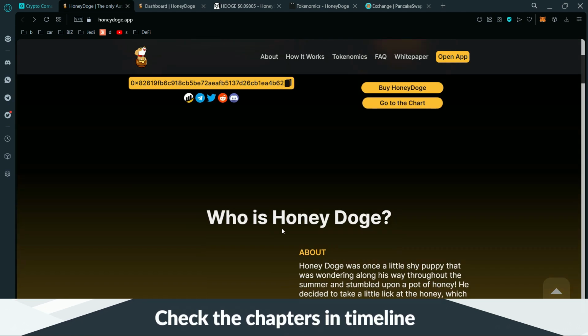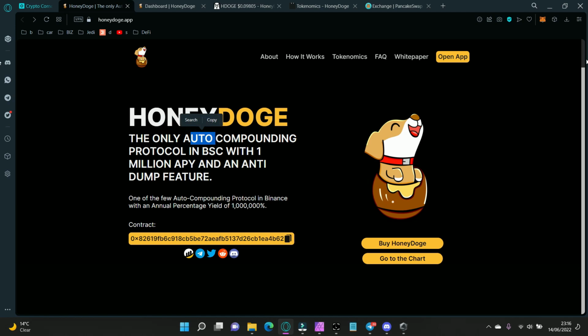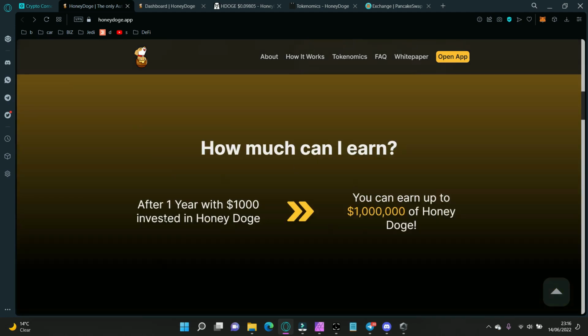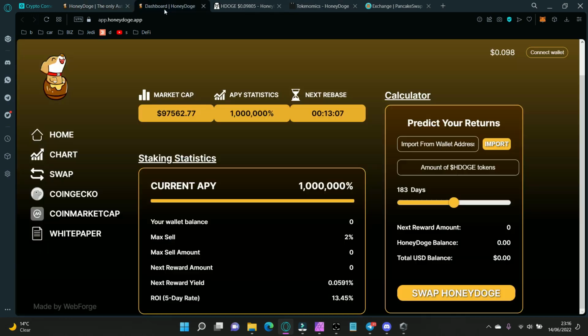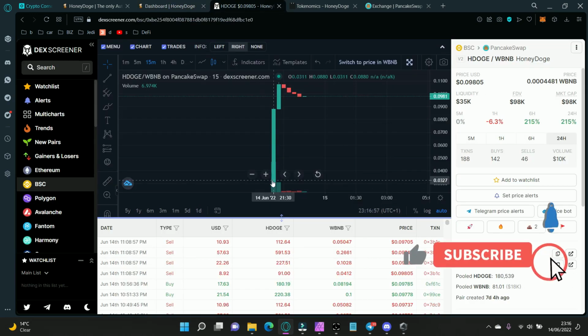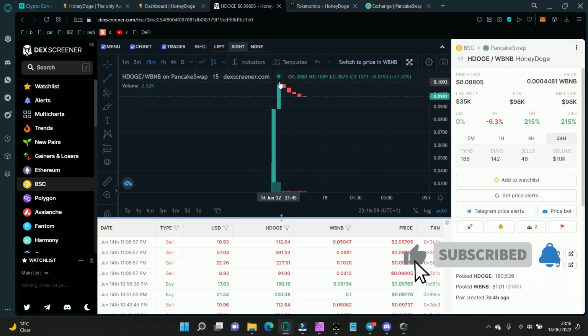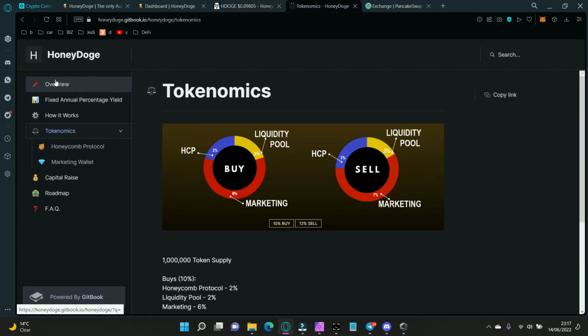It's just a simple anti-dump auto compounder, which is very easy to use, very easy to get into. You have to understand a couple details, but it's very, very easy. I'm gonna show you in a second the dashboard, everything, and the chart. It launched today. As you can see, it went parabolic and it didn't dump because it does have that anti-dump feature. So I'm going to get in with a little bit. You can make your own decision after watching the video.